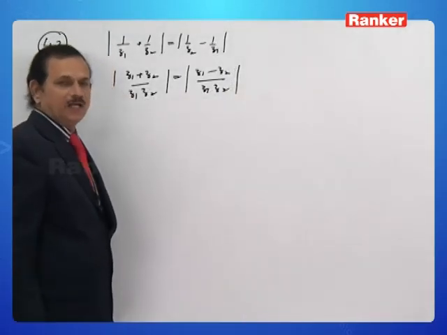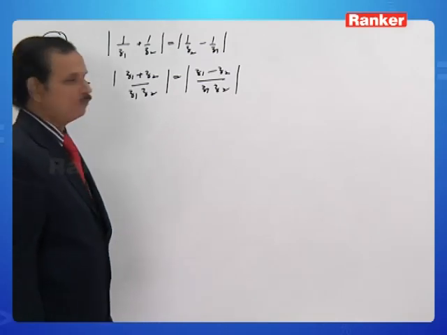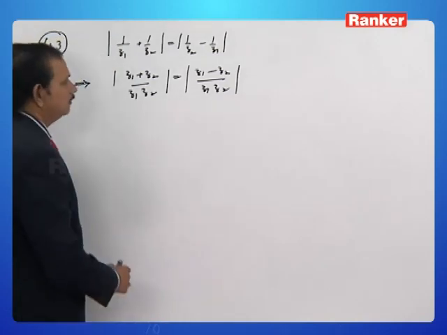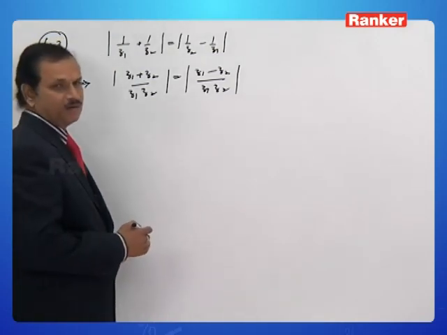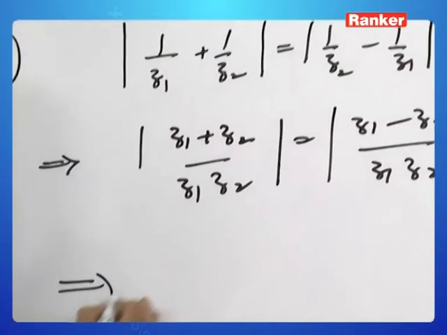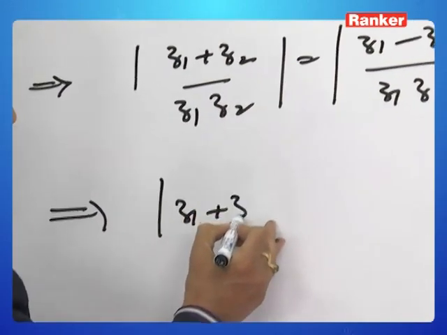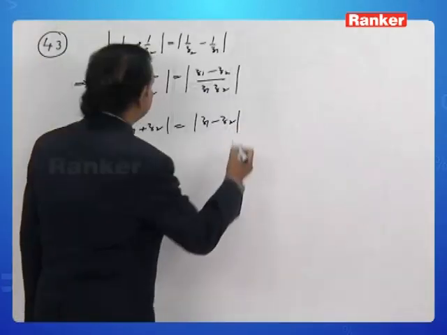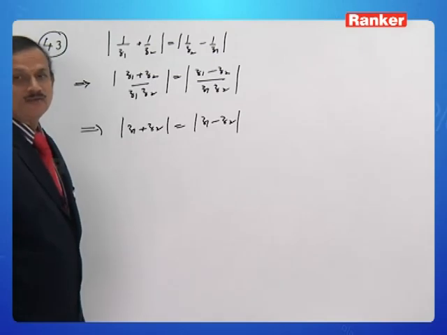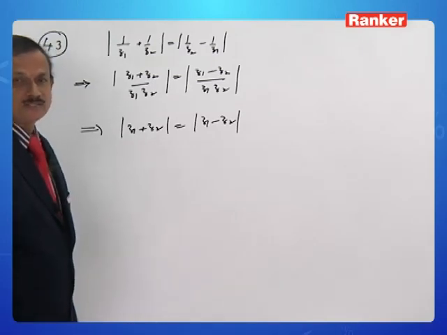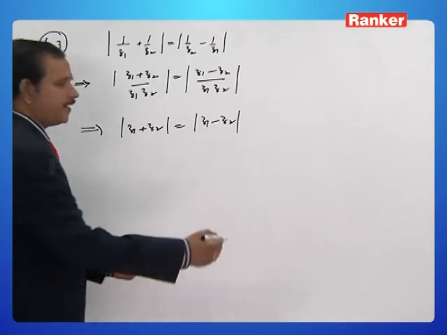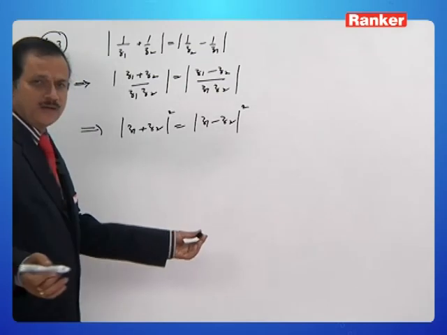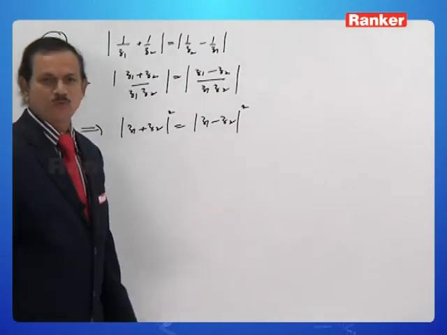I have just taken the LCM on both sides, about the quantities in LHS and RHS also. So multiplying on both sides with mod Z1 and mod Z2, you will have modulus of Z1 plus Z2 is equal to modulus of Z1 minus Z2. Mod Z1 plus Z2 is equal to mod Z1 minus Z2. And I would like to put squares on both sides also. Is it a sin? Does it make any harm? No harm at all. I'm squaring.